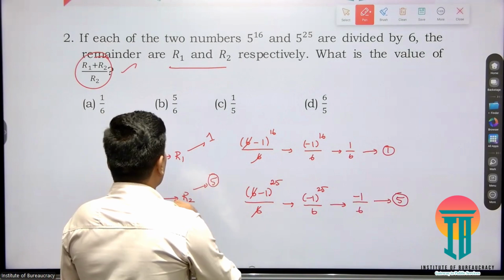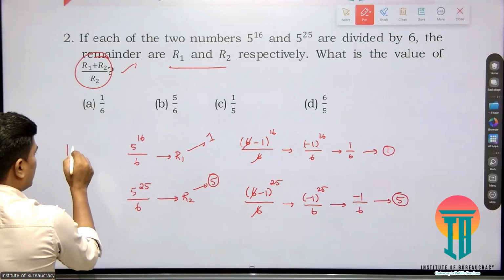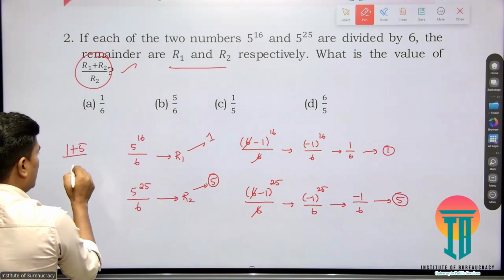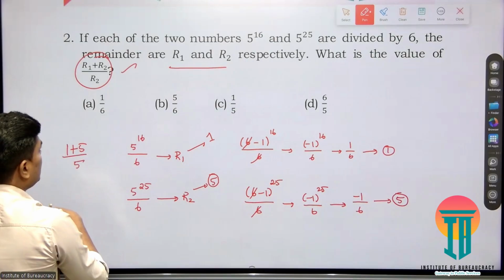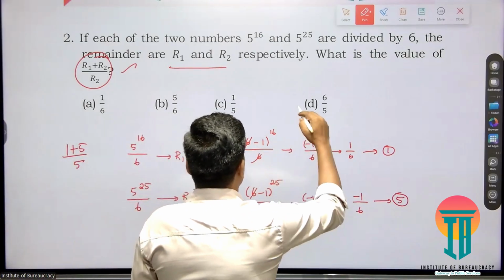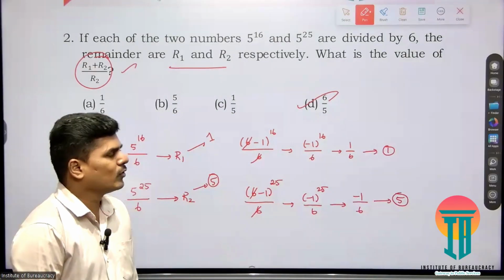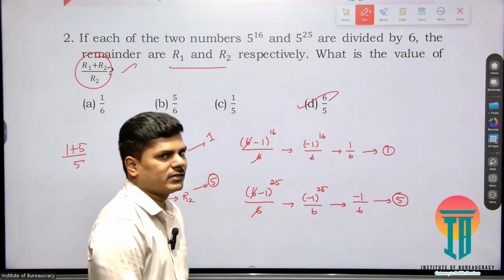Now what is this expression? R1 plus R2 divided by R2. R1 value is 1, plus R2 value is 5, divided by R2 value 5. So it is going to be 6 by 5. 6 by 5 is the answer. Option D is the answer for this. Hope we have understood these answers.